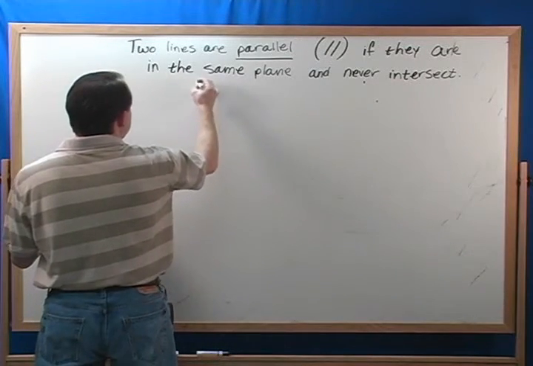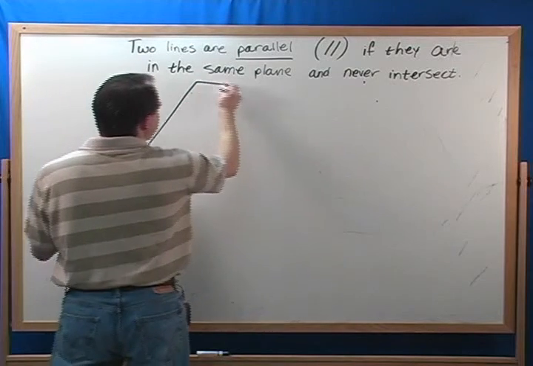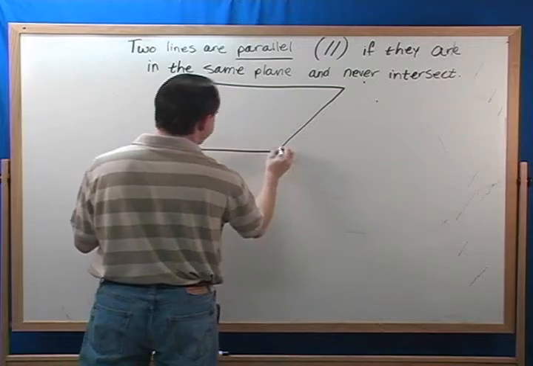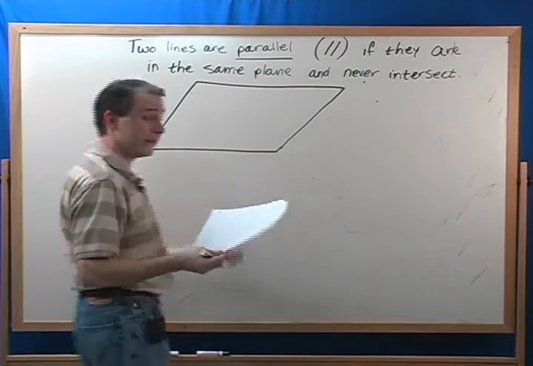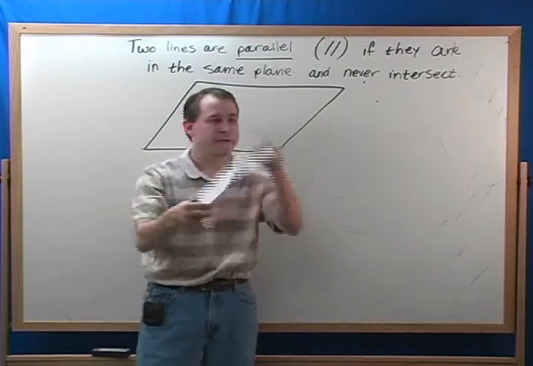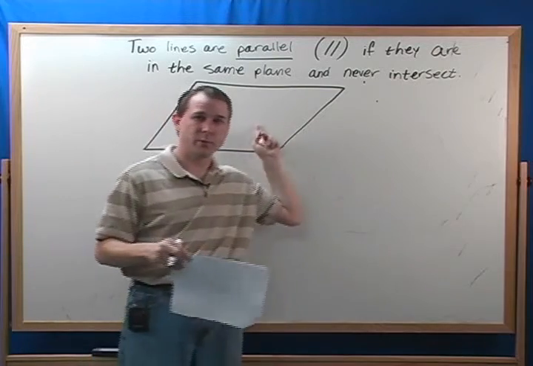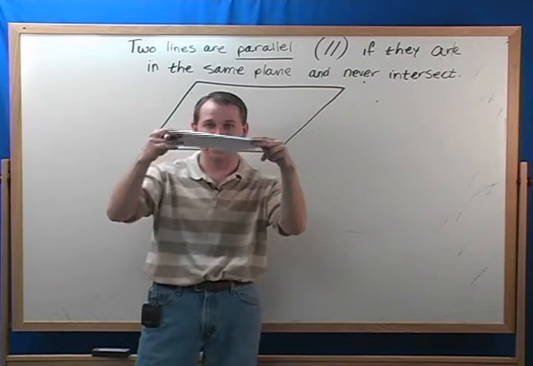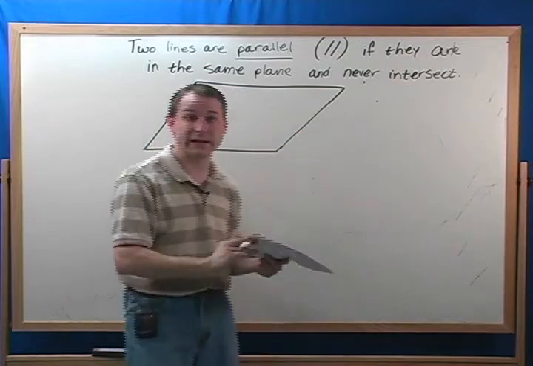So let me draw a little plane here and see if I can make you understand why that first part's important to say. There's a little plane. Remember, a plane is just like a sheet of paper. There's no thickness to it. I'm just drawing it on the board. It looks like a little rectangle that's tilted over. But in reality, what I'm drawing is a flat surface like this piece of paper. That is a plane, okay?